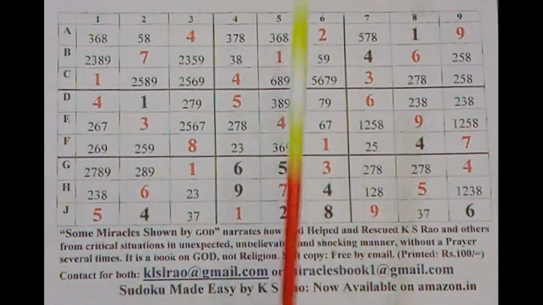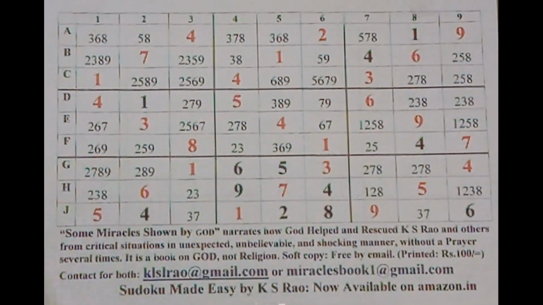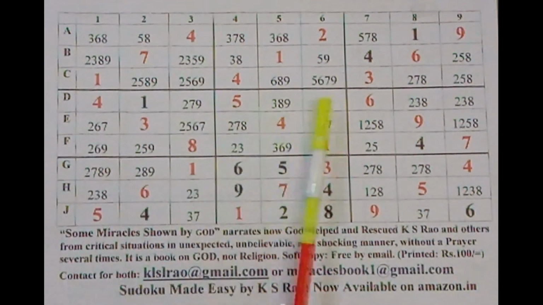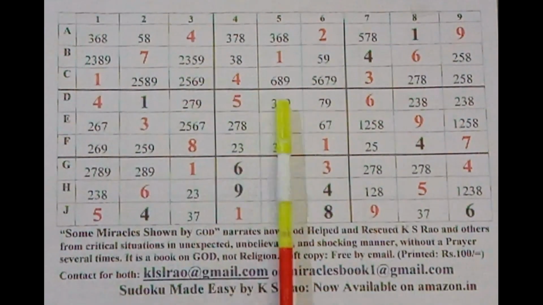And then 4 is there, 5 is there. Number 6 occurs in two different rows, does not help. 7 same way, 8 same way, and 9 also similar. So let us leave this box now.